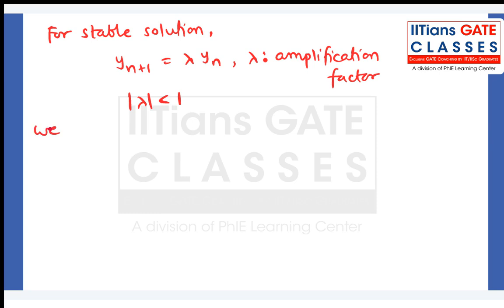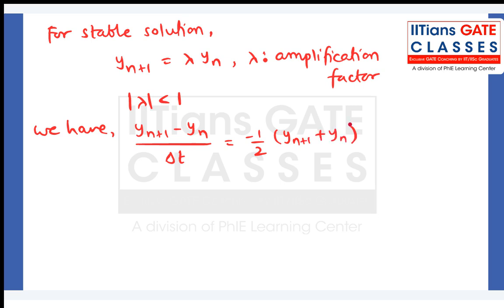We have (y_{n+1} - y_n) divided by delta t equal to minus half (y_{n+1} + y_n). Okay. So the first step in these kind of problems is to separate y_{n+1} terms on the LHS and make all the terms with y_n multiplier, take them to the RHS.